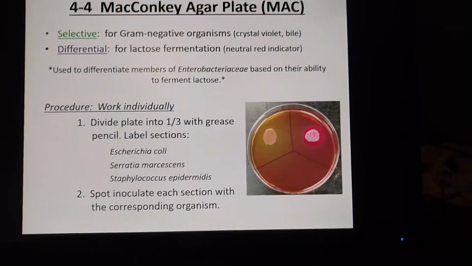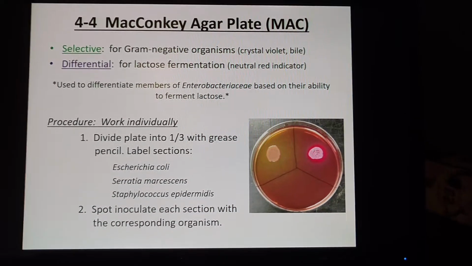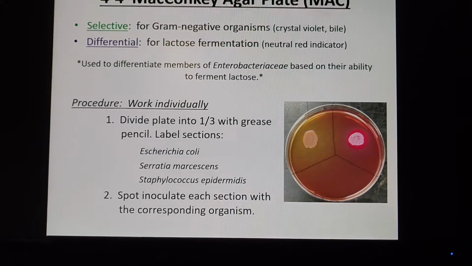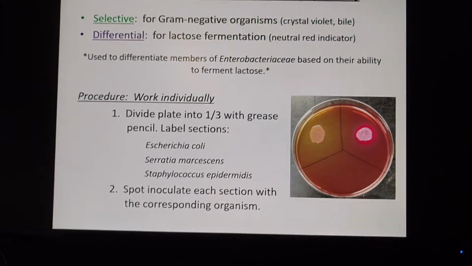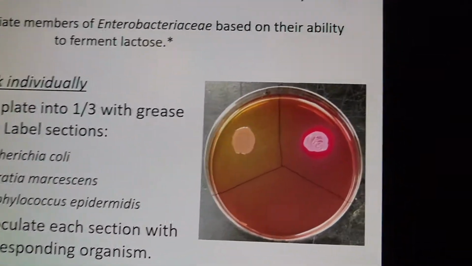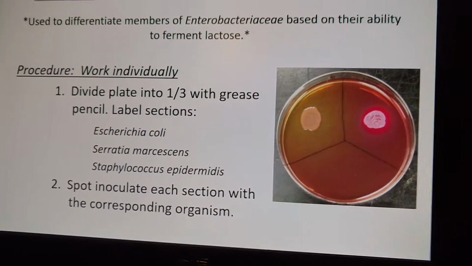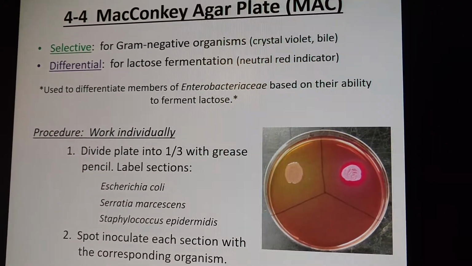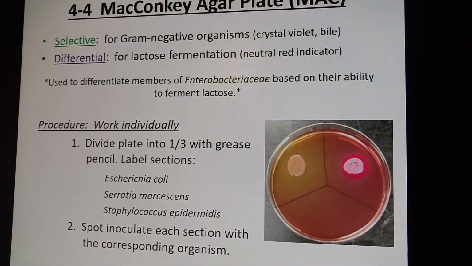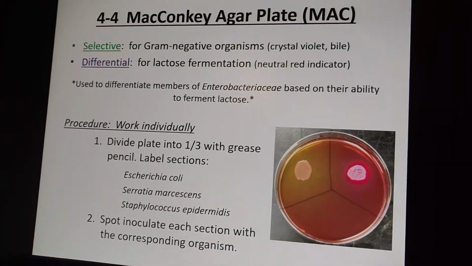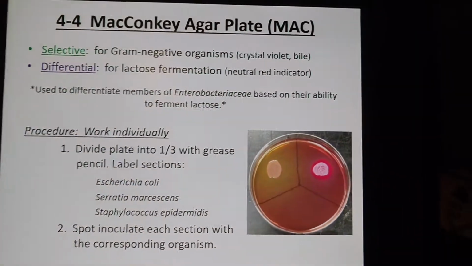MacConkey, I've talked about this before, so anything I've covered in lecture, make sure you go back and review that stuff. This one, again, you would have divided into thirds. Now, on the right, notice how you get this very dark pink, reddish color. This one's lactose fermentation, so the differential property is looking for lactose fermentation. Commonly, this medium is used for isolating members of the bacterial family Enterobacteriaceae.